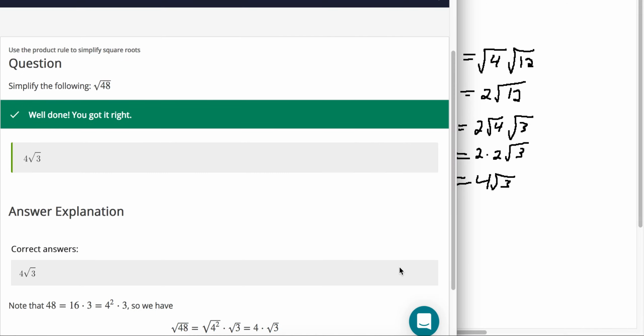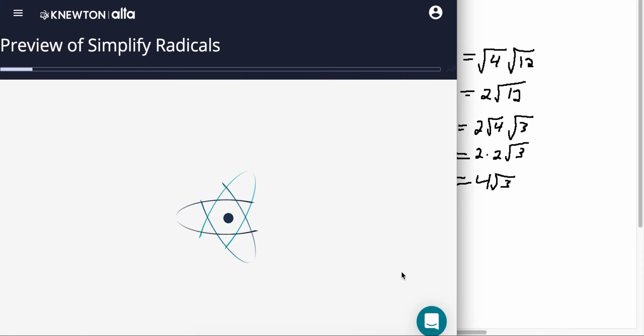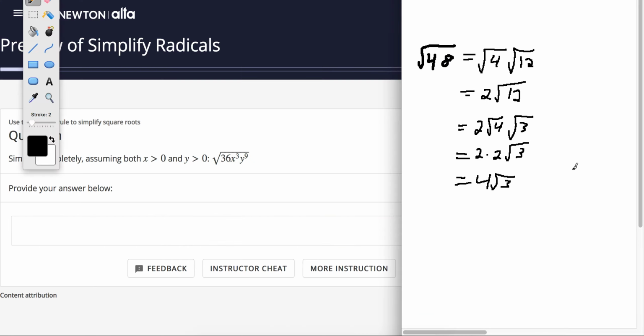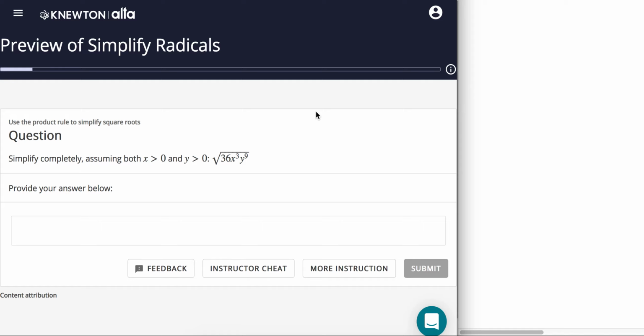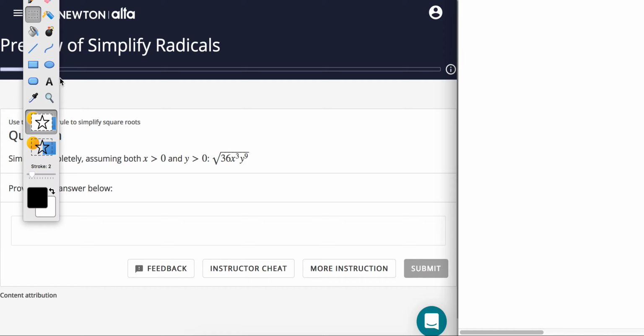All right, let's see if there's a different one in the next one. Yeah, let's do this one because it's got a variable. Same idea. Want to reduce it if we can. Simplify completely, assuming x is greater than 0 and y is greater than 0. That's because you can't have the square root of a negative without using imaginary numbers, right?